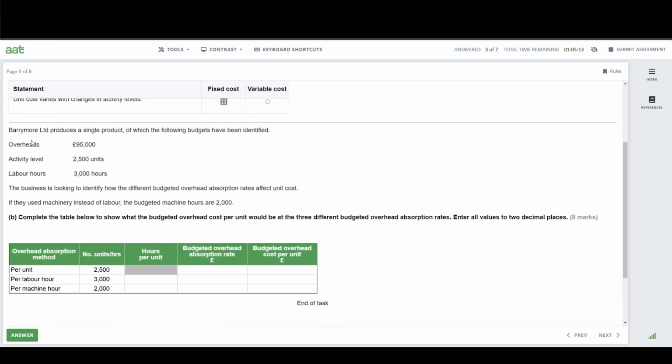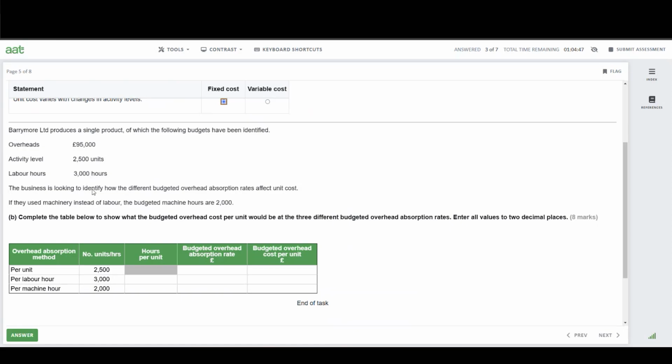The next part of the task, we've got some calculations to do. We have a business here called Barrymore Limited who produce a single product of which the following budgets have been identified. Overheads are £95,000. We have an activity level of 2,500 units, so that's the number of units that are being produced, and they take 3,000 labour hours.